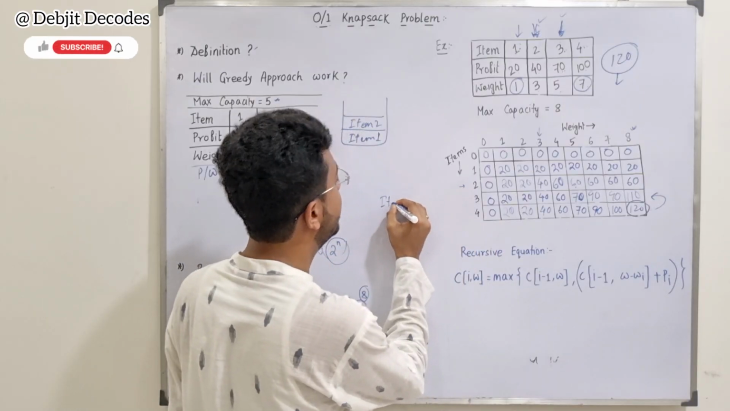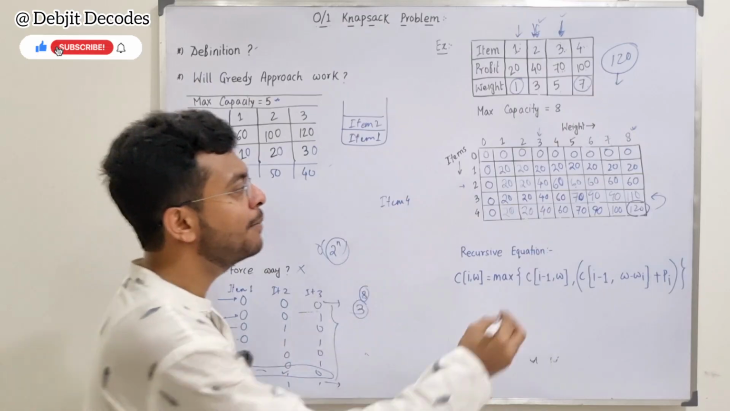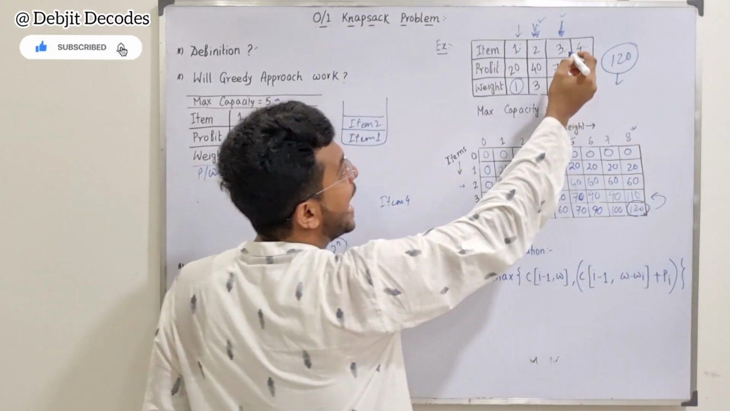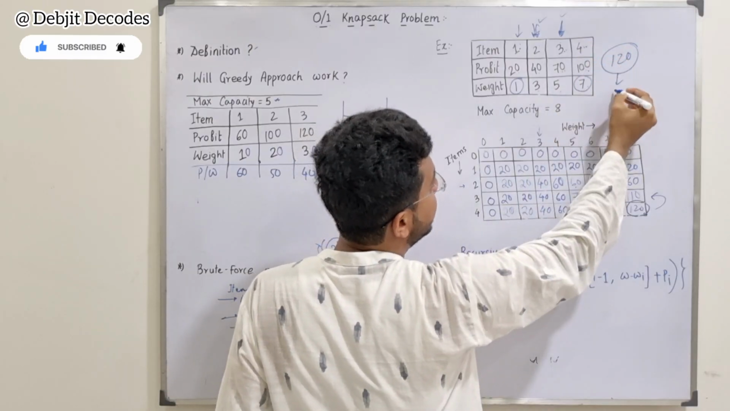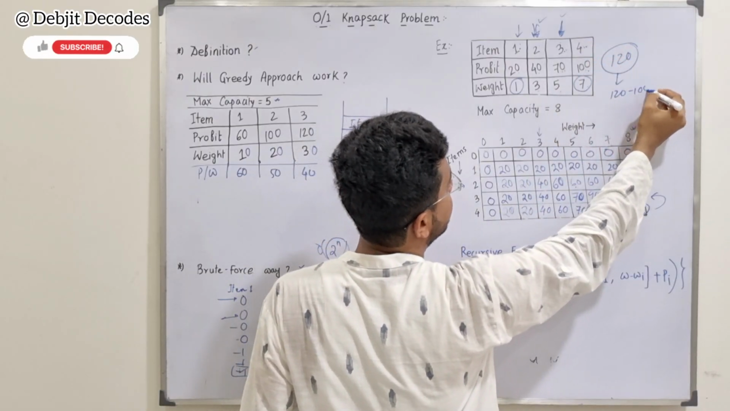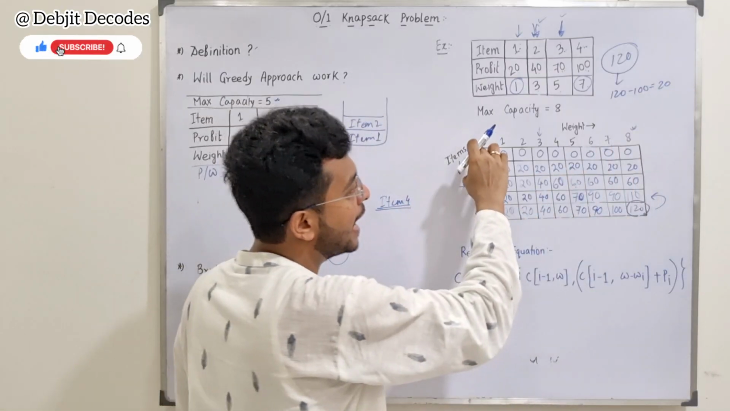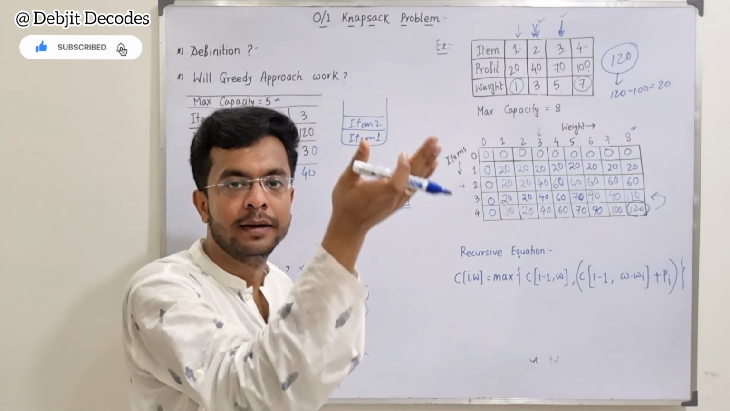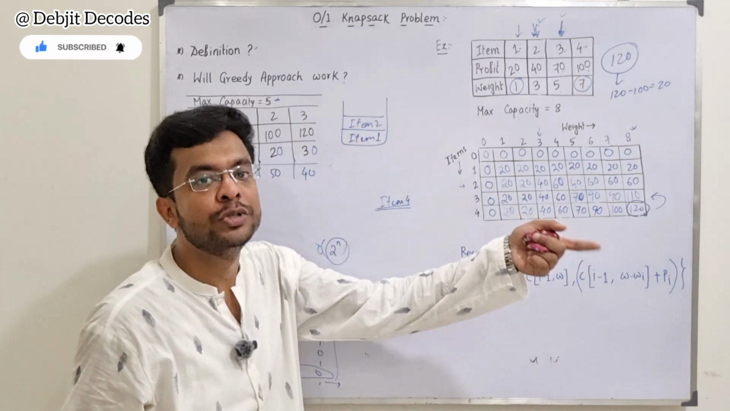So what are the items included? Item 4 is included. Now if you include item 4, what is the maximum profit you have got? 120. And what is the profit of item 4? 100. So what is the remaining? 120 minus 100, that is 20. If we put item 4 inside the bag, we come via this path to solve this table and we trace back in the bottom-up manner.